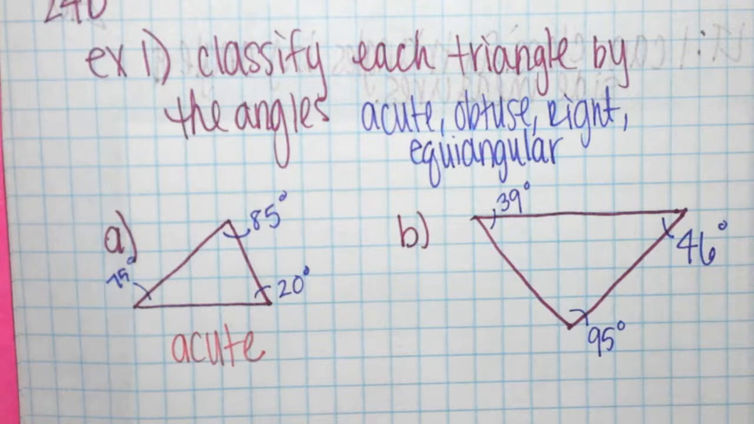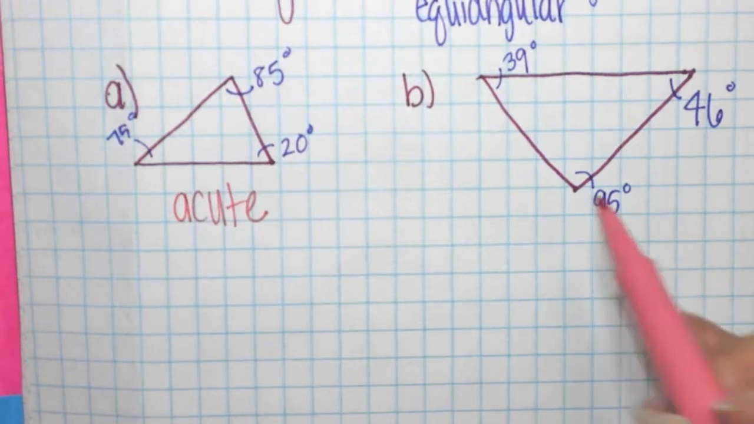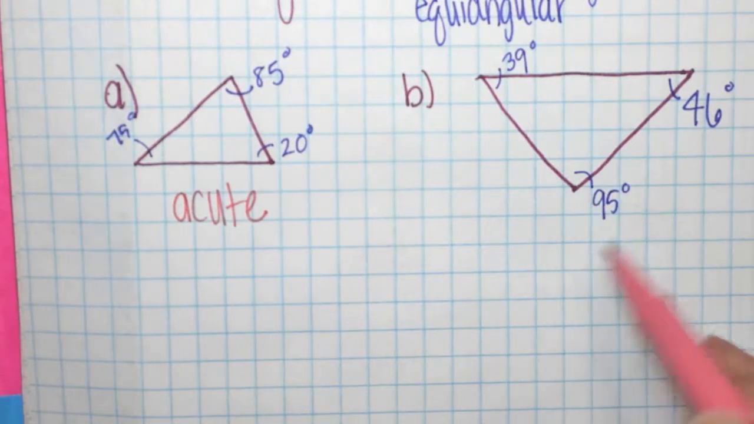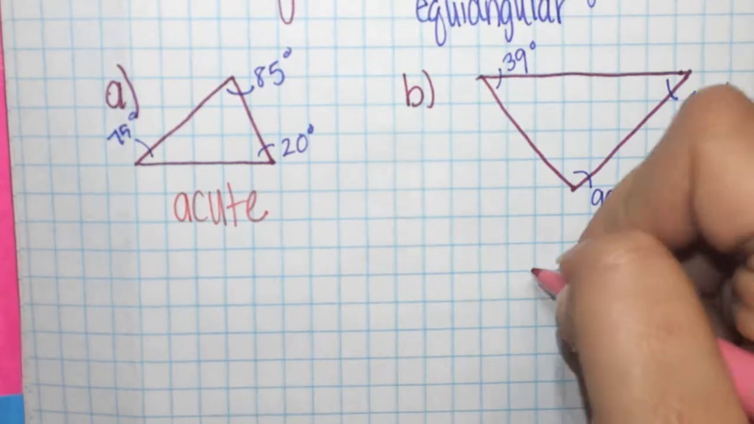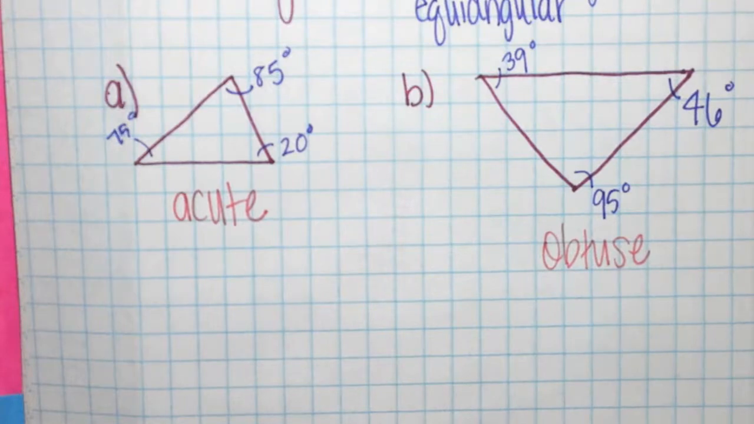That would be obtuse. Why is it obtuse? Well, is this one more than 90? This 95 degree angle means it's over 90. So that means it is obtuse.